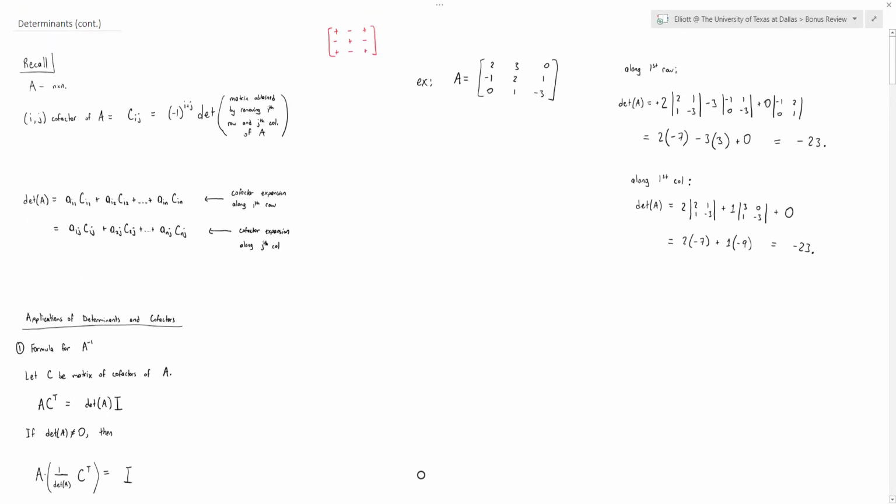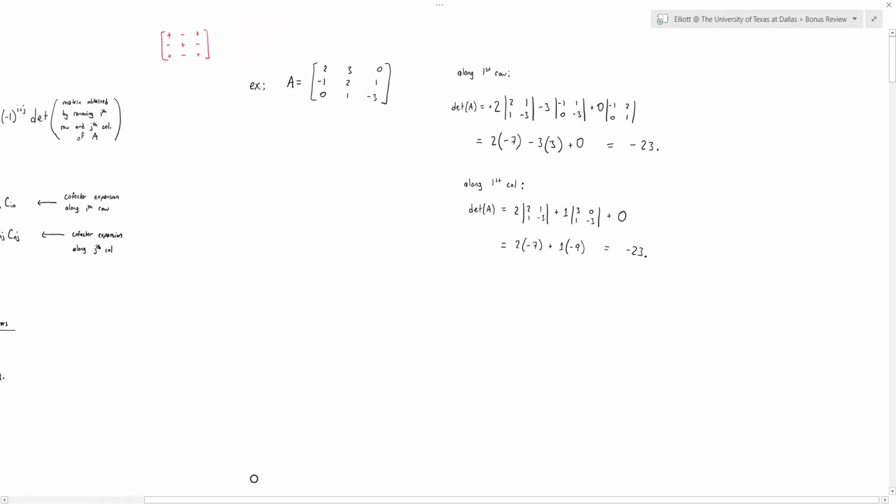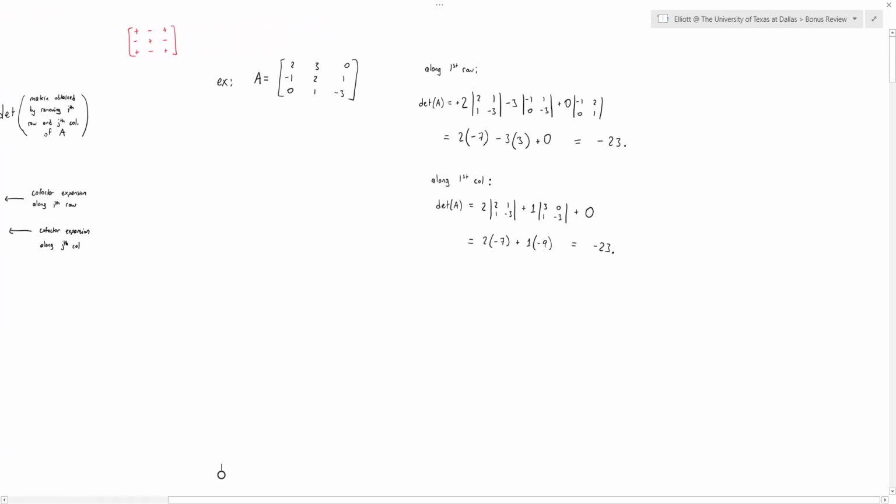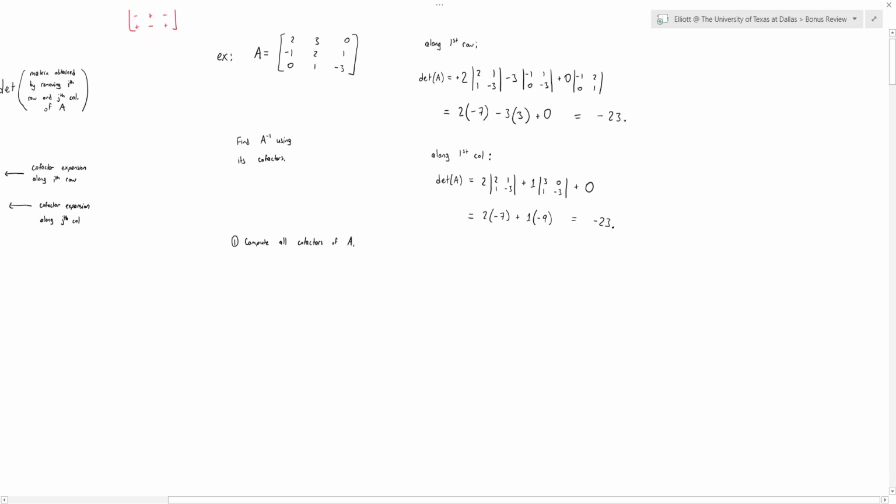So I'm going to return to the matrix that I was using in this example just now. And let's say I want to find the inverse of A by using its cofactors. Okay. So what I'm going to need to do first is I'm going to need to compute all of the cofactors of matrix A right now. For a 3 by 3 matrix A, it is going to have 9 cofactors in total.